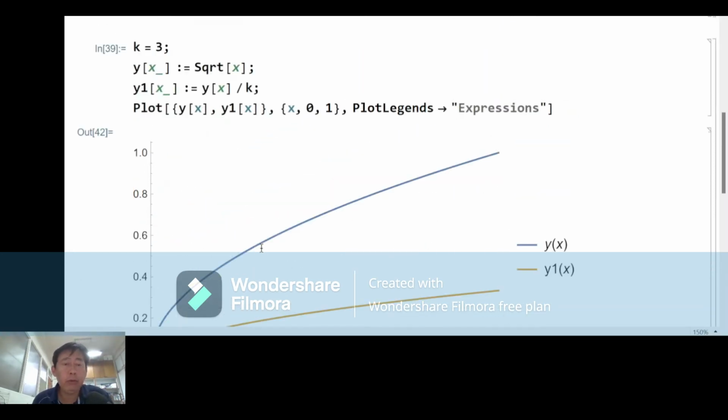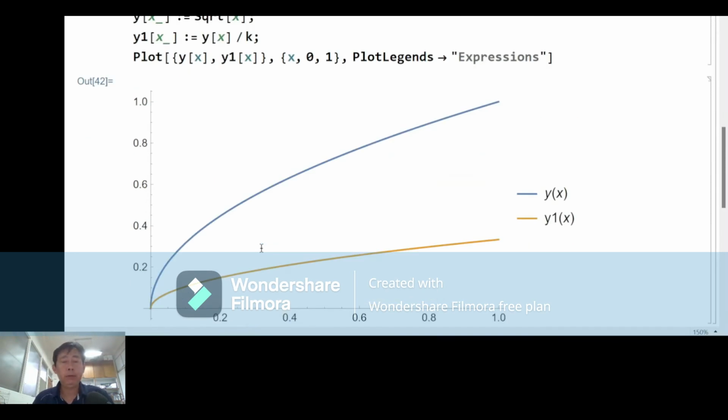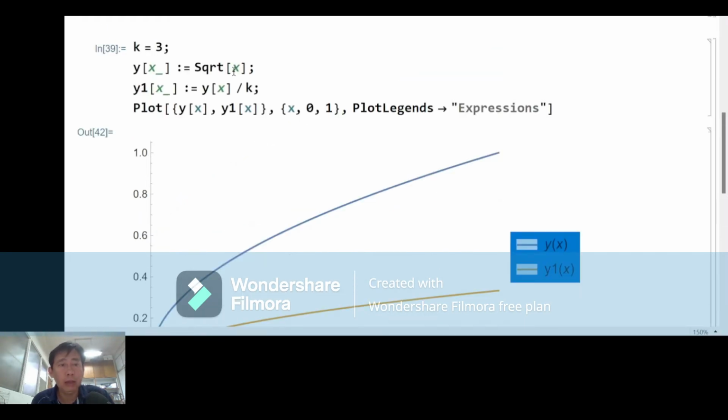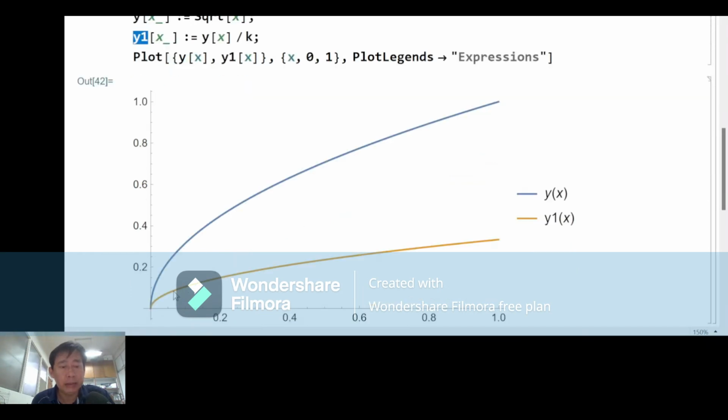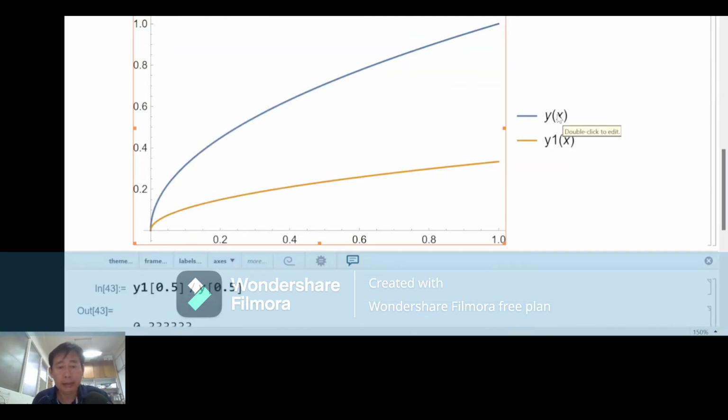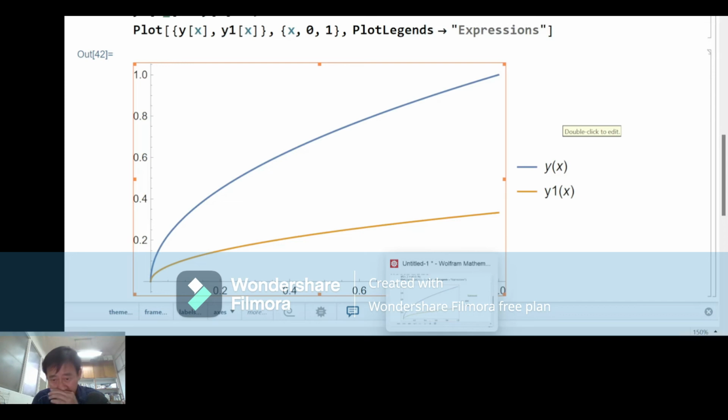So that's how you reproduce or reconstruct a vertically compressed function based on a given function. Here the given function is y, which is square root of x. You compress it by a factor of 3, then the compressed function always lies closer to the x-axis than the original function. So that is how you make compression, vertical compression.